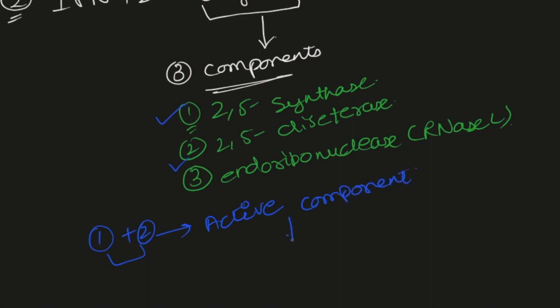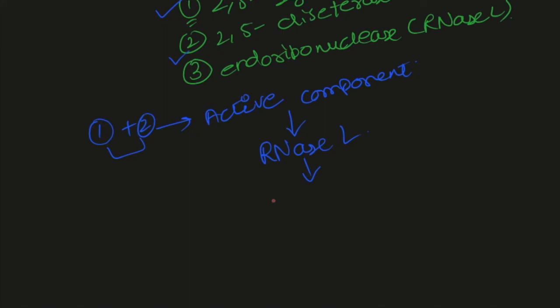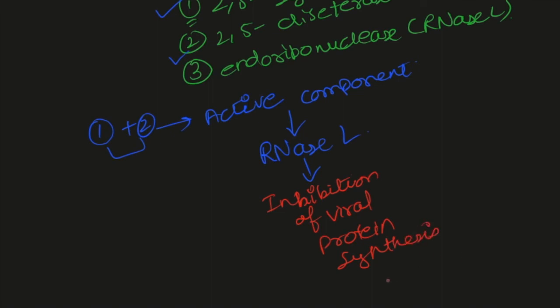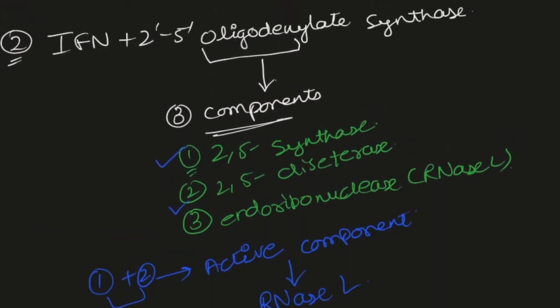and this active component targets the RNase L, and when this RNase L is activated, it inhibits viral protein synthesis. Okay, so this is about the second pathway.